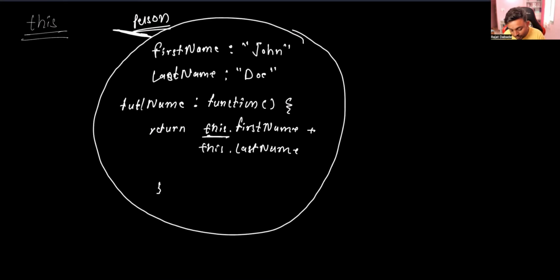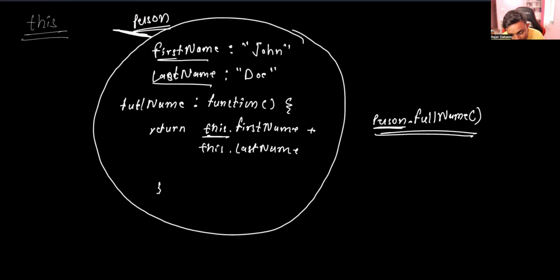What we will do is simply call the function like person dot full name. This person is an object which has first name and last name properties. Now this will refer to the person object, because the person is calling it. And we will get John and Doe as output. We'll just console.log it and we will get the output.